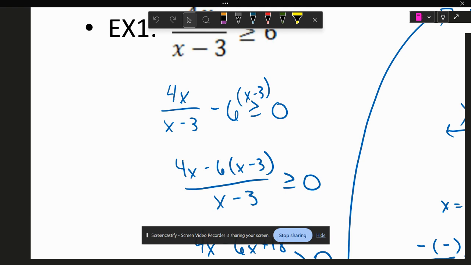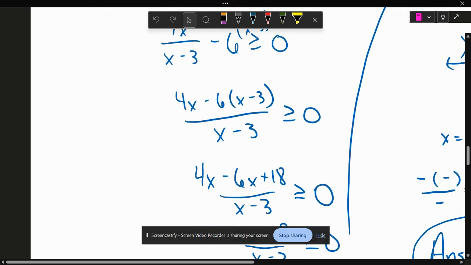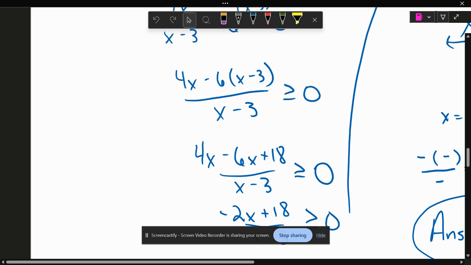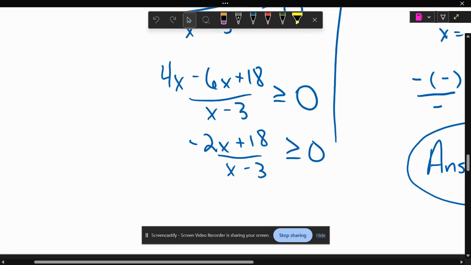I think, too, in terms of video, this makes it a little bit nicer for you. So once we've found a common denominator, we want to distribute that negative 6. So we'll end up with 4x minus 6x plus 18 over x minus 3. And then combine our like terms so we get our simplified negative 2x plus 18 over x minus 3 is greater than or equal to 0.